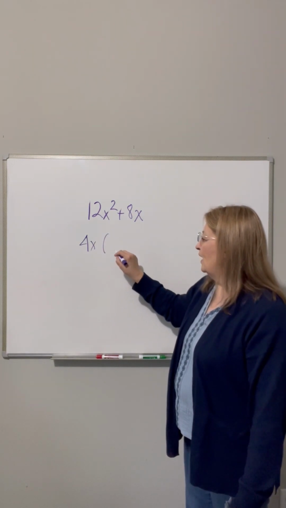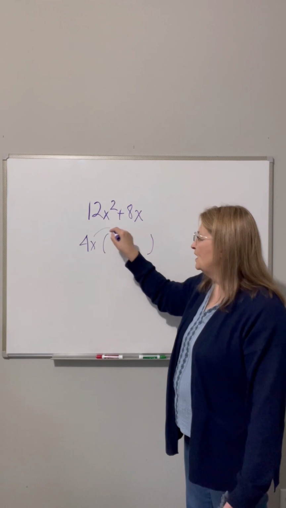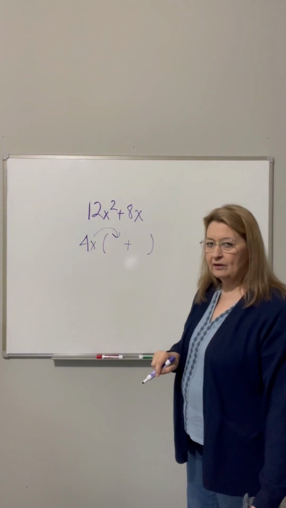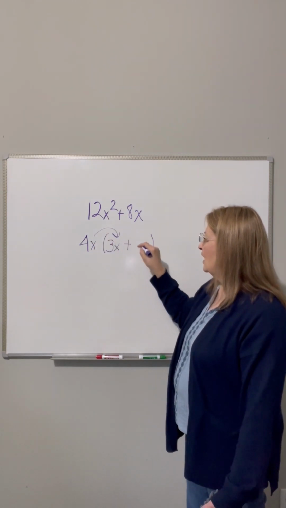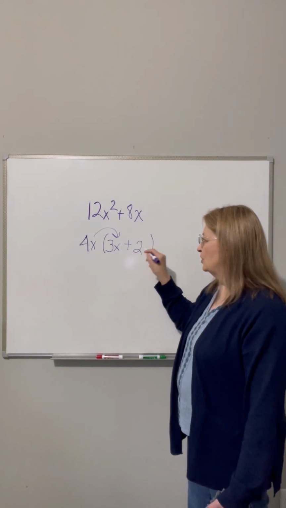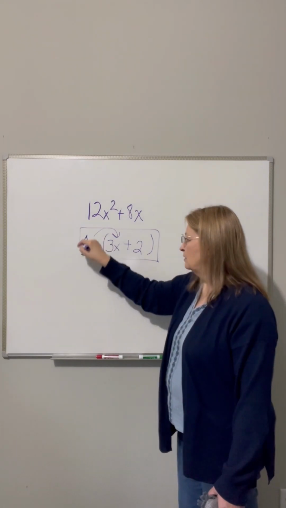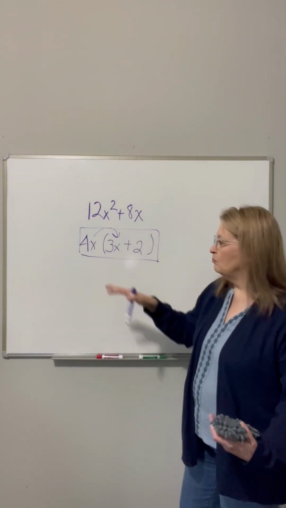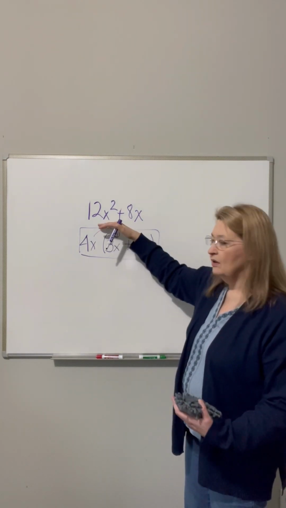Now, you ask yourself, we're going to have a plus sign, what did I have to multiply 4x by to get 12x squared? Well, you had to multiply it by 3x. And what did you have to multiply 4x by to get 8x? Just 2. So you just factored this first binomial. You took out something, but you didn't lose its value. This is still equal to this.